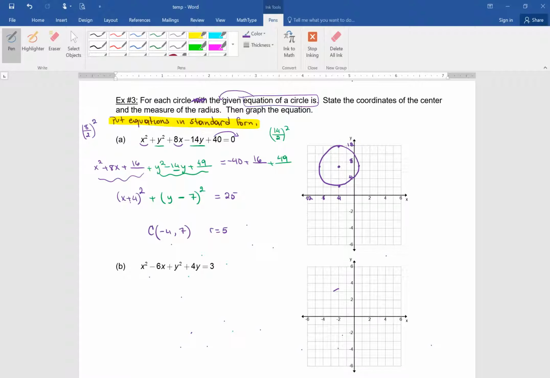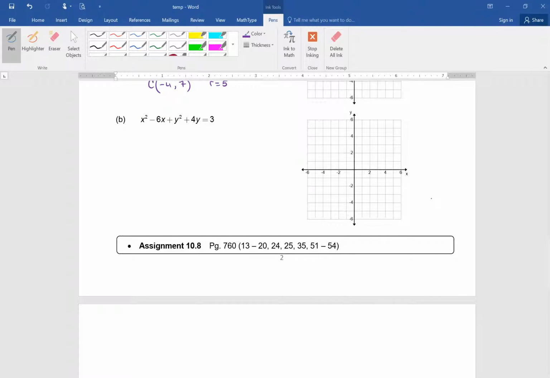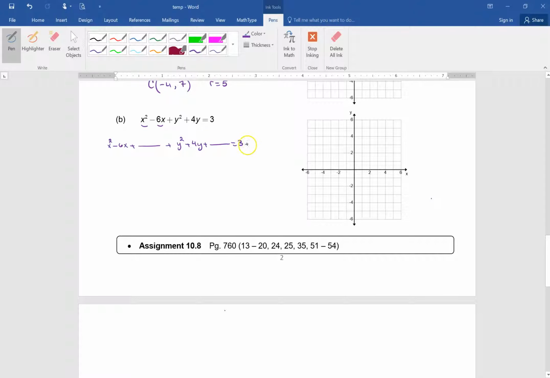All right, so let's do this one. I need everybody's attention again. We're going to group the x's together. That's this one and this one. Now the constant is already on the other side, so that saves us one little step. All right, so it's going to be x squared minus 6x plus a number plus y squared plus 4y plus a number equals 3 plus how many numbers? 2 numbers. One from the x's, one from the y's.